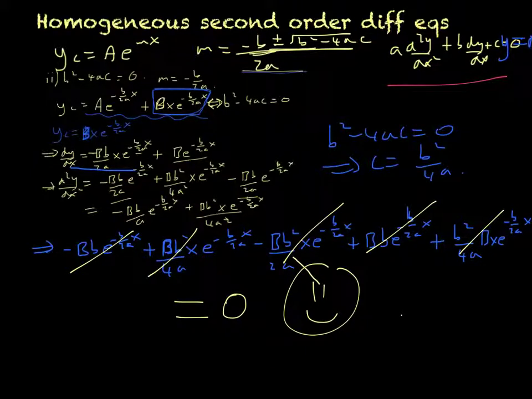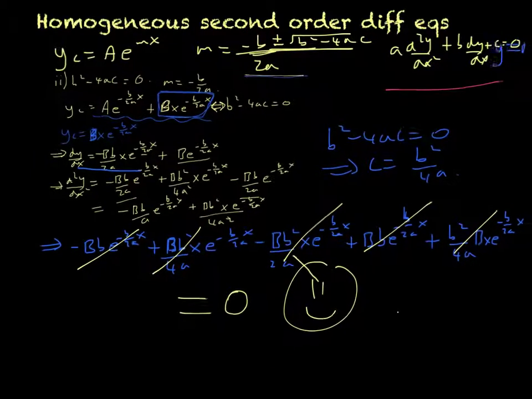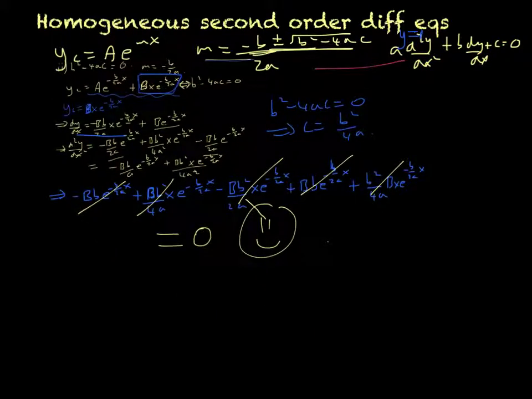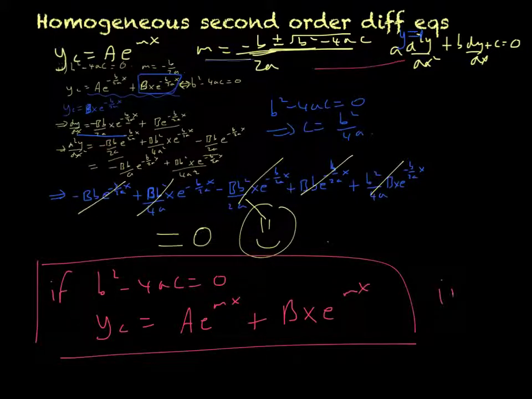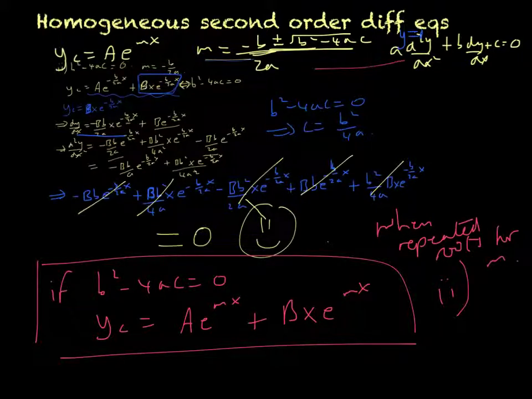So to conclude, what we're saying there is if b squared minus 4ac equals 0, then our general solution, or complementary function here, is ae to the mx plus bx e to the mx. And that's our case 2. So when we have repeated roots for m, whereas before we had 2 distinct real roots for m.